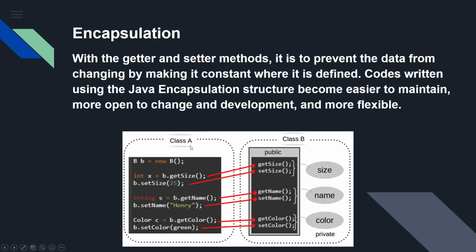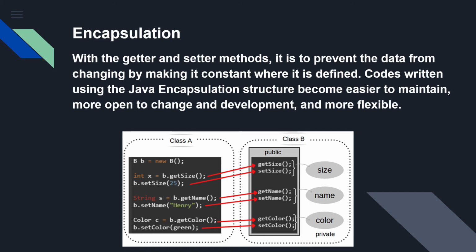That's encapsulation. Another important principle of OOP. We want to reach the main class from subclasses, but this should block the code because safety is important. So we can use the encapsulation principle here. Encapsulation prevents the data from changing by making it constant where it is defined. Yes, until here we saw the principles.